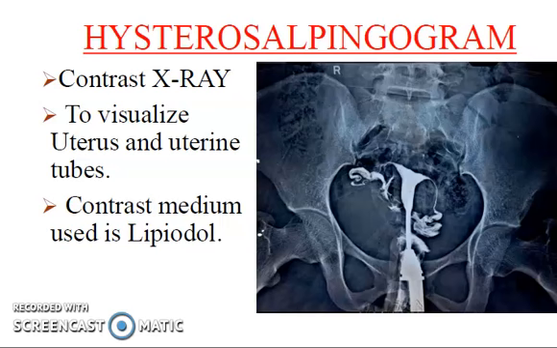Now let us study about the contrast radiograph of the pelvic region. When the contrast agent is given, we can visualize this contrast agent in the pelvic region. So the first procedure is the hysterosalpingogram. The procedure is called hysterosalpingography. It is a procedure in which the contrast is injected into the uterus to study the uterine cavity as well as the fallopian tubes. The radiograph which is obtained is called the hysterosalpingogram.